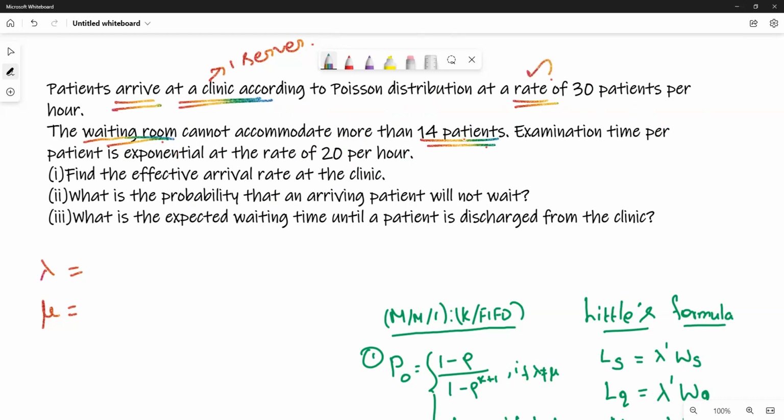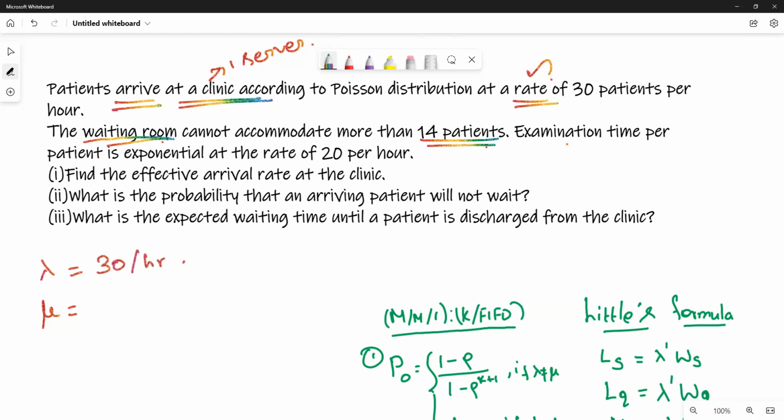In the previous video, we have seen that instead of the arrival rate, they had given the mean arrival time, the average arrival time. In that case, we take the reciprocal. Here they have directly given the arrival rate, so as such we'll be taking it. So the arrival rate is given as 30 patients per hour. So lambda is 30 per hour.